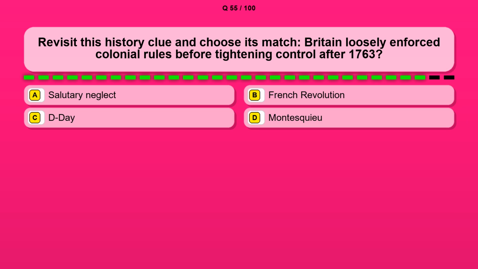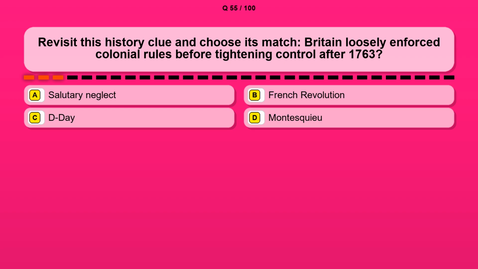Question 55. Revisit this history clue and choose its match. Britain loosely enforced colonial rules before tightening control after 1763. Option A, salutary neglect. Option B, French Revolution. Option C, D-Day. Option D, Montesquieu.